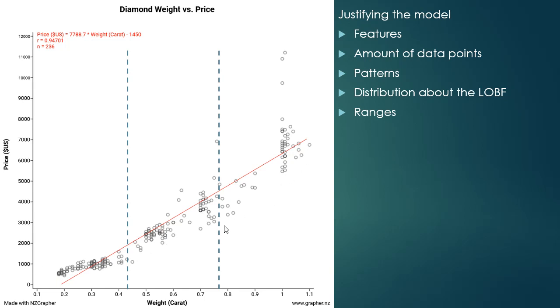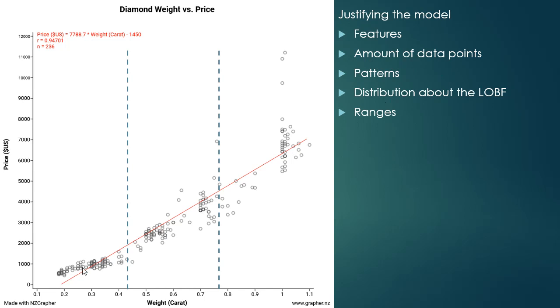We're wanting the data points to be strong, so close to the line of best fit, but we can see as weight increases that the strength of the relationship is getting weaker, and in actual fact when the diamonds weigh around about 1 carat, there's quite a large variation in prices, and so when the diamonds weigh quite a lot, the model isn't very good at predicting what the price is going to be. The amount of data points is probably the only thing that's really good about this graph.